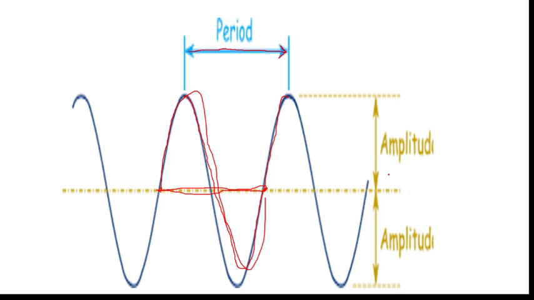And the amplitude: this dotted line is your middle line, and the distance above this dotted line and below this dotted line is the same, and this distance is basically called the amplitude. This is your middle line.